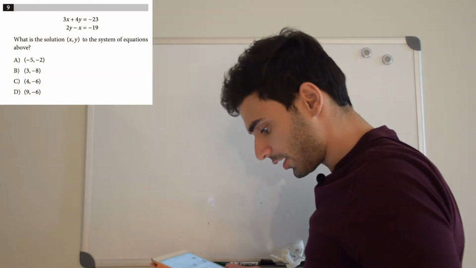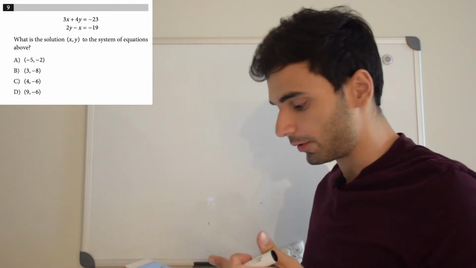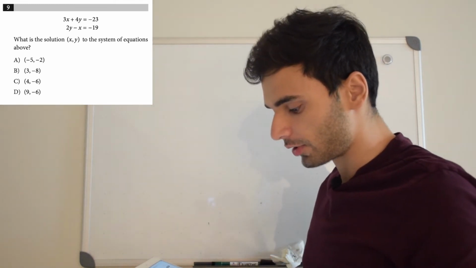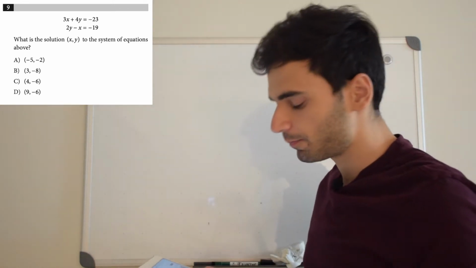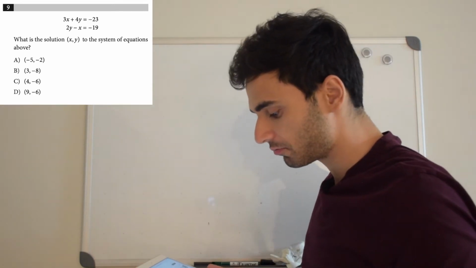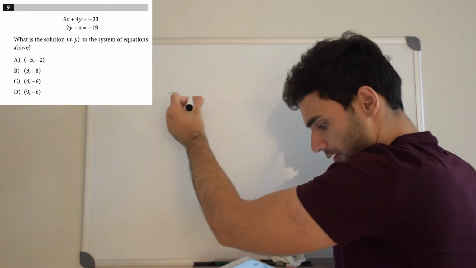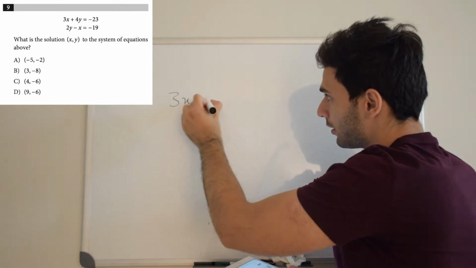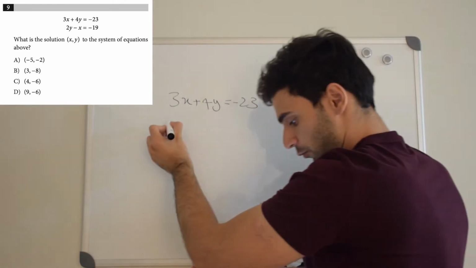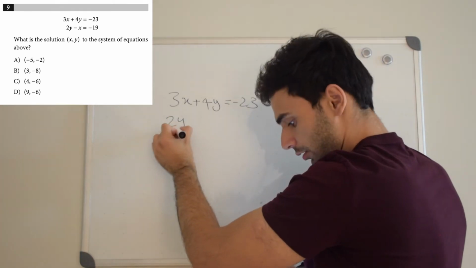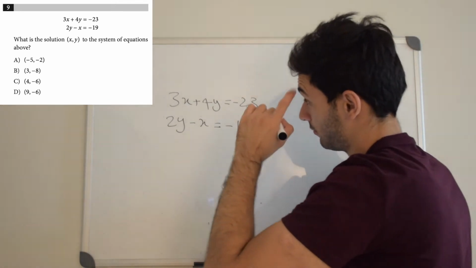Next one. What is the solution xy to the system of the equation above? There are two ways to solve it. One, you can plug in the choices A, B, C, D and see which one fits. The other one is to actually solve this. We can solve it, right? So let's solve it. 3x plus 4y equal to minus 23. Then we have 2y minus x equal minus 19.